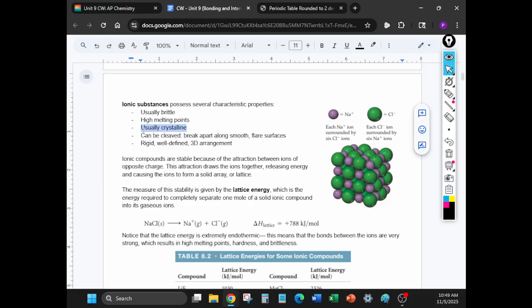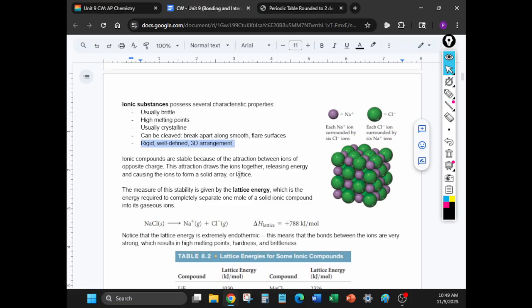Salt is like the most common ionic compound. If you look at salt, salt's pretty brittle. It breaks apart really easily. Super hard to melt salt. If you've tried it on your stove, you can heat up your stove as much as you want. It's not going to melt the salt. They form crystal structures. They also break along very smooth surfaces. And they have a very rigid, well-defined 3D arrangement.